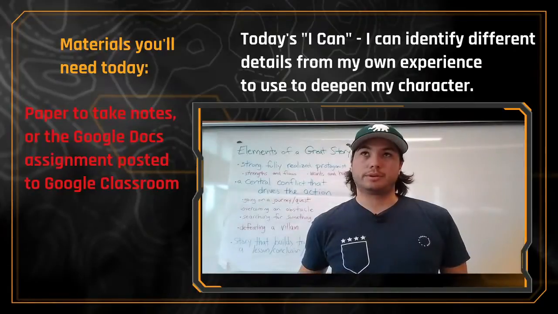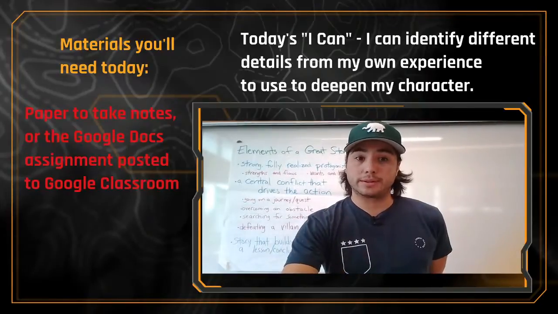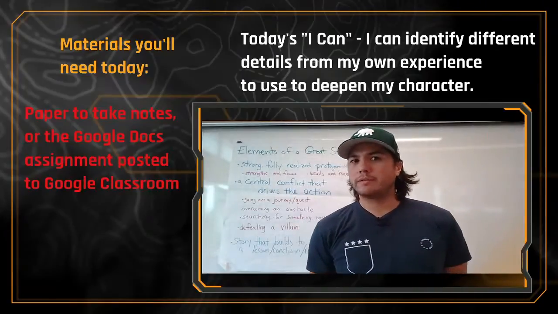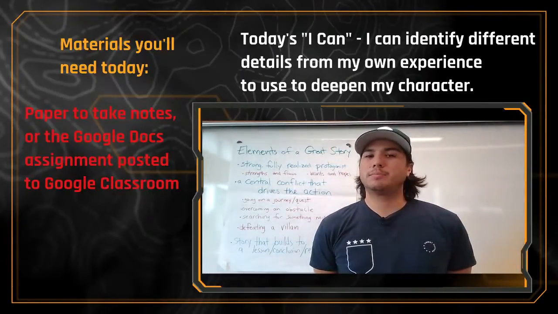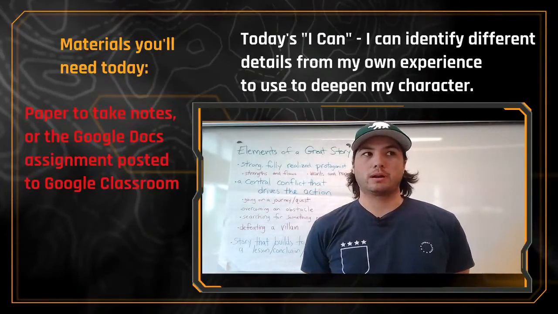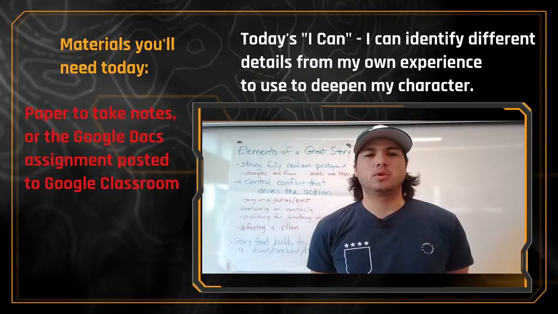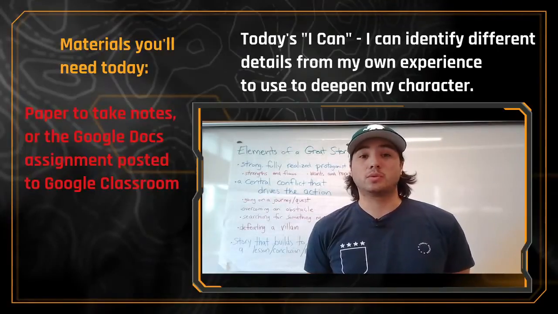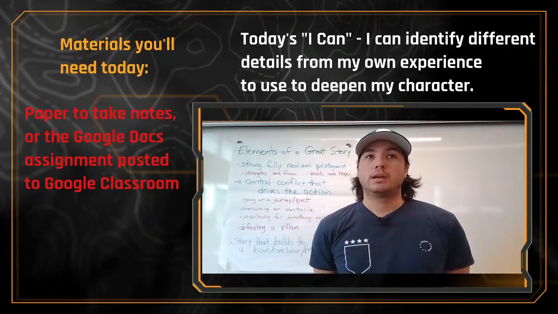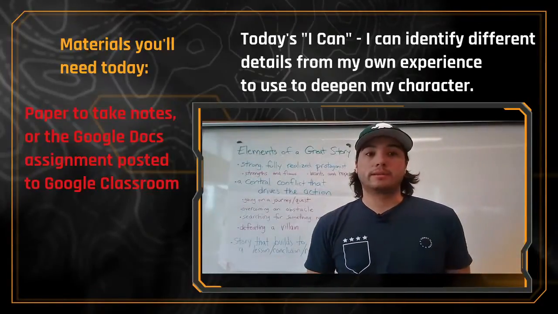Let's get to it. Here's today's I Can. It says I can identify different details from my own experience to use to deepen my character. Just as a reminder to everybody, we are starting on our journey of writing a fantasy fiction short story where we have some perhaps magical elements, or some setting elements you wouldn't normally find in real life. But at its heart, it is still an engaging story that readers want to follow along on that journey with you. Okay?